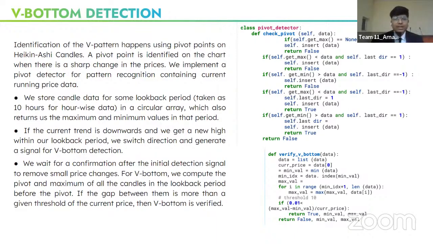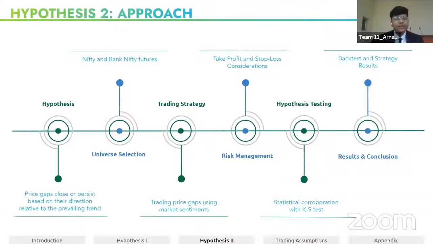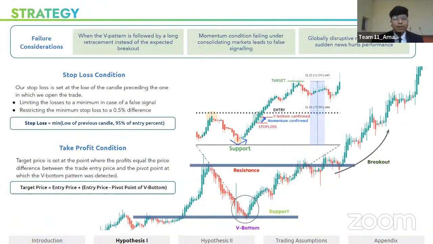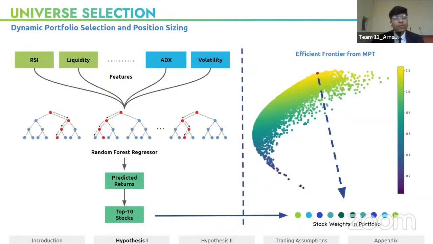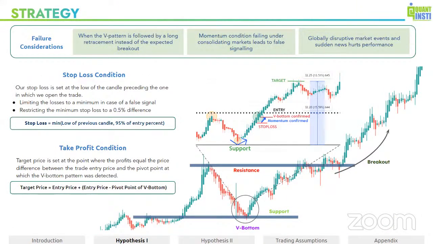Right. As you mentioned in the failure considerations as well, whenever there is a sideways market, there might be a problem for the same. To account for that, what we did was to put a momentum signal at the breakout point. So if we get the momentum signal, then we trade on it.